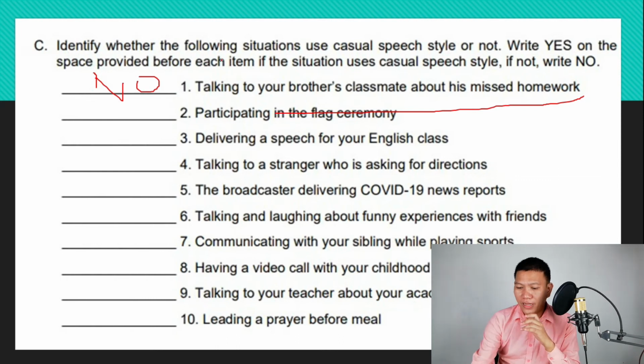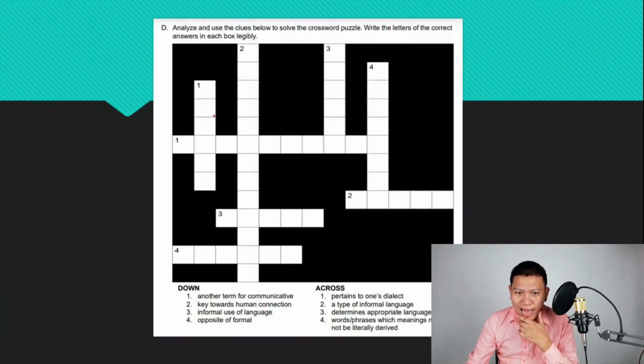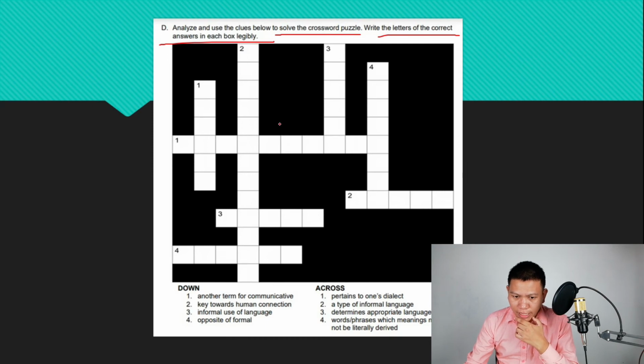Okay? And answer the following. Analyze and use the clues below to solve the crossword puzzle. Write the letters of the correct answers in each box legibly. So these are the clues, and then you have to identify the meaning. Number 1, another term for communicative. I'm not actually particular. I cannot guess. So you just have to think about it.